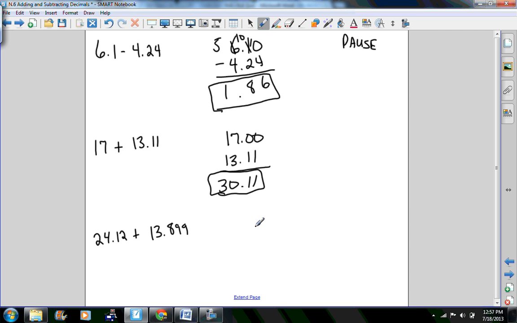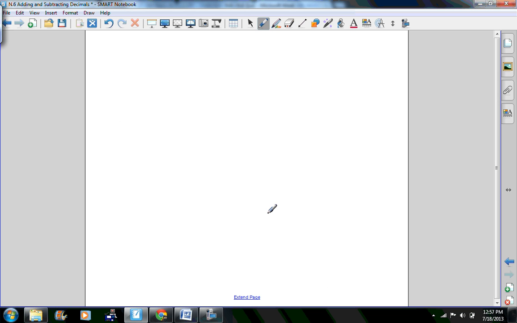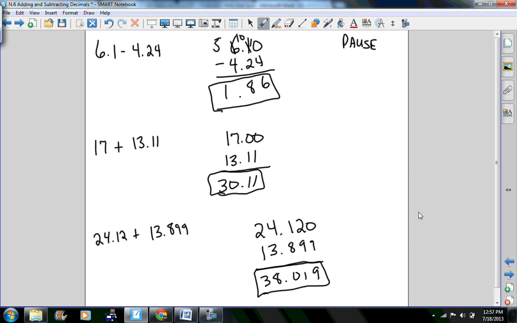And the bottom, 24.120 plus 13.899, 910. 83. Put the decimal point right there. Whoops. So 38.019. Whoa. That's a mistake. There we go. That looks better. Just checking my work a little bit.